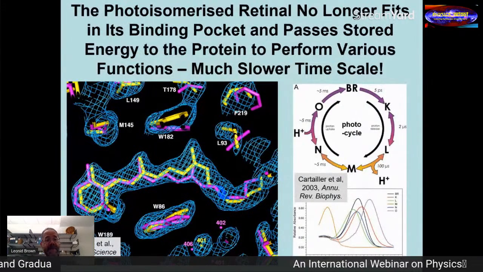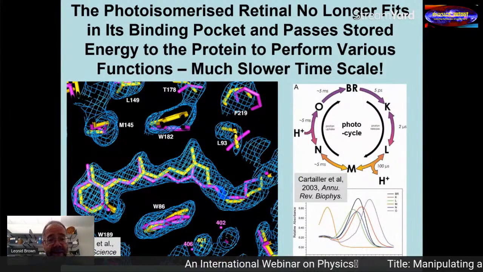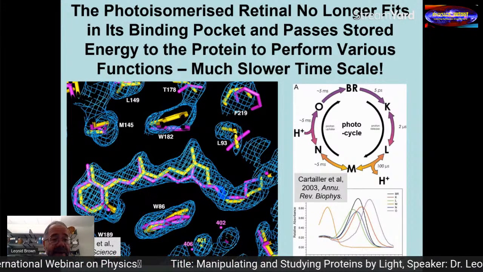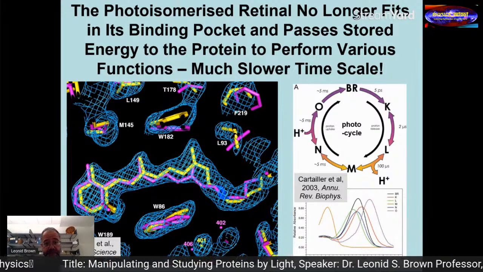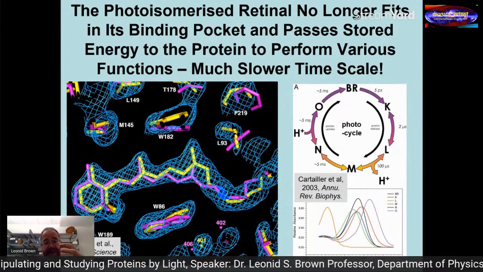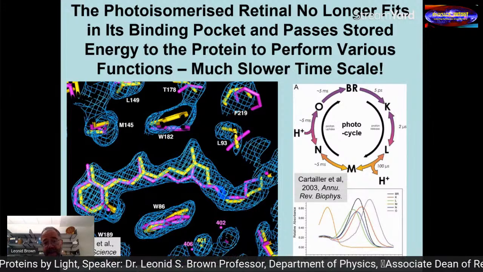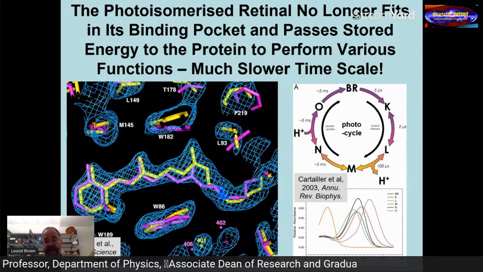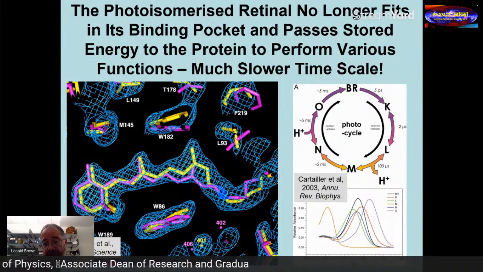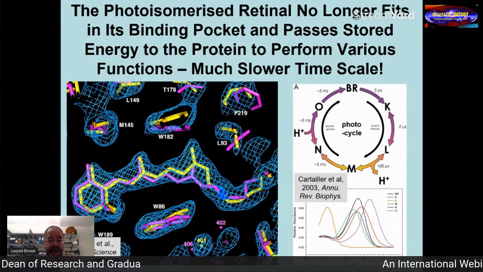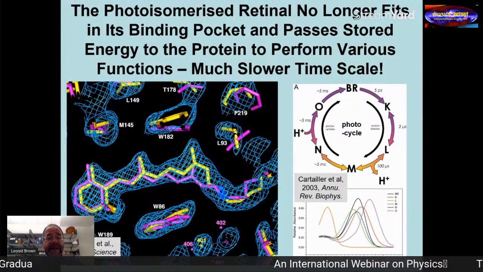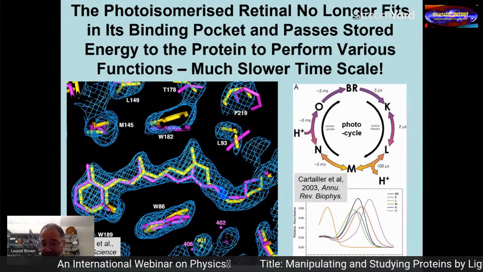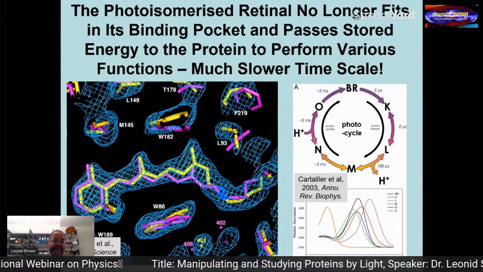Okay, so the next step, the retinal isomerizes. Here I'm showing you X-ray data where this isomerized state is trapped. When it isomerizes, it stores some energy, and it no longer fits into its binding pocket. So it starts pushing on the protein, and the energy is transmitted from the retinal to the rest of the protein. Then proteins perform their various functions triggered by retinal isomerization. This is so-called photochemistry going into photobiology, photochemistry and photophysics.